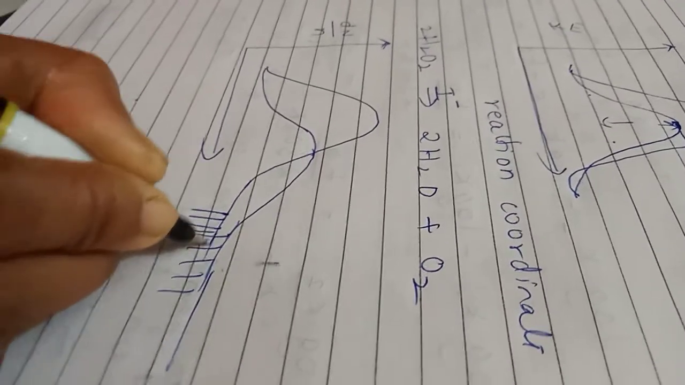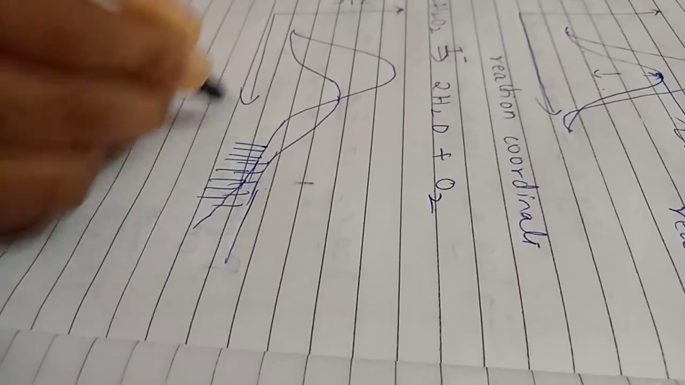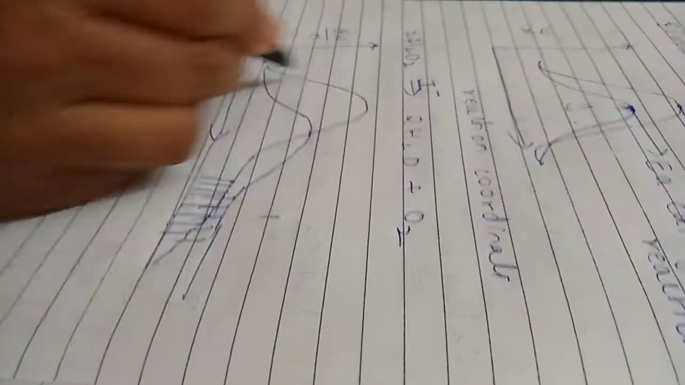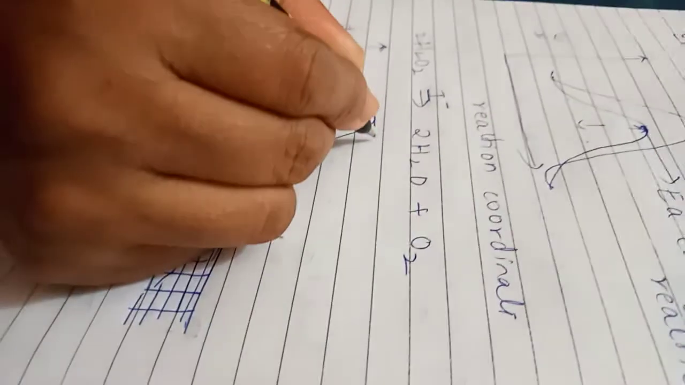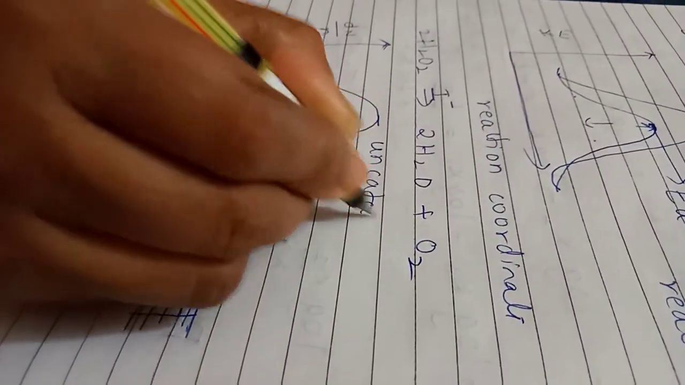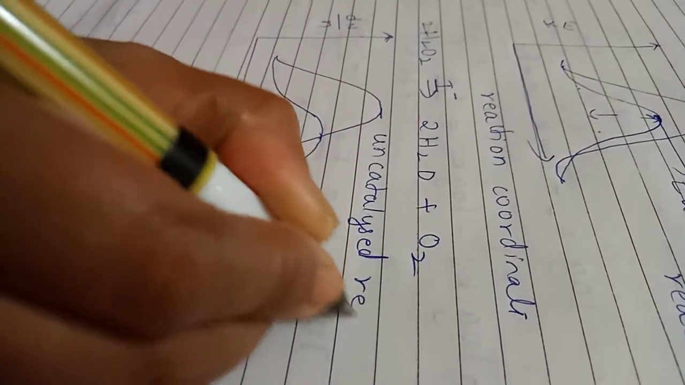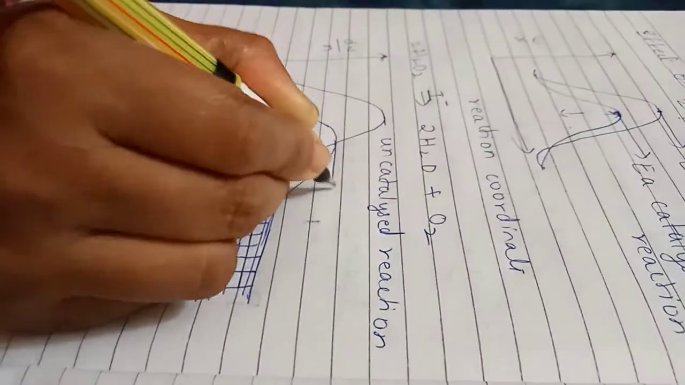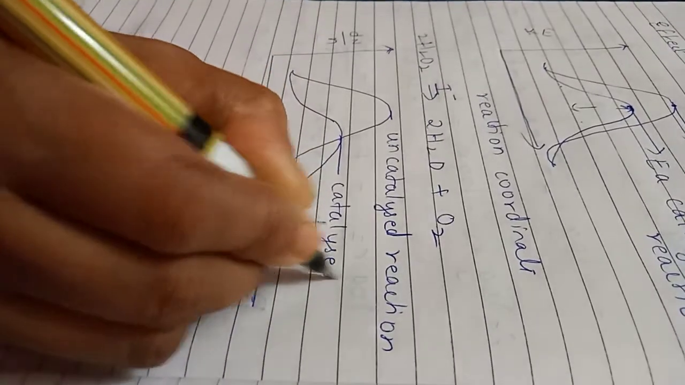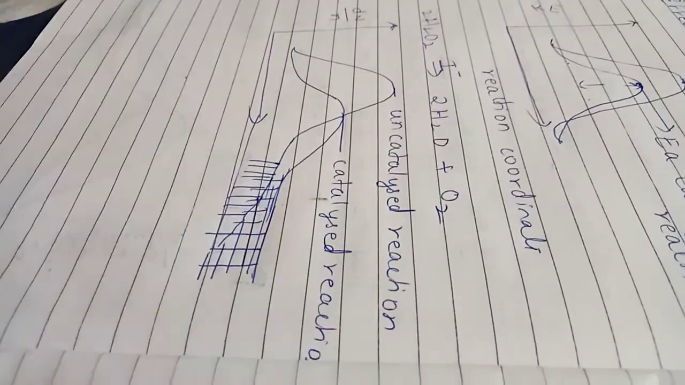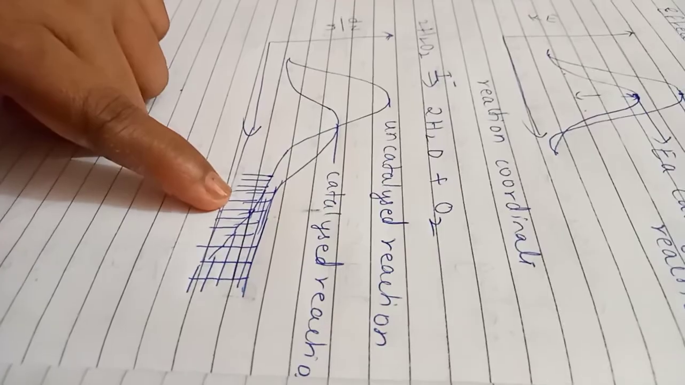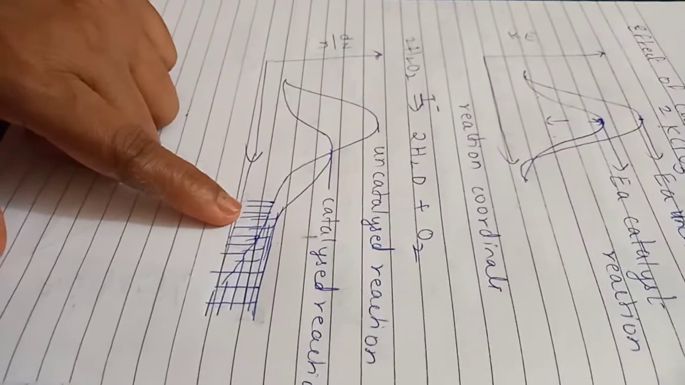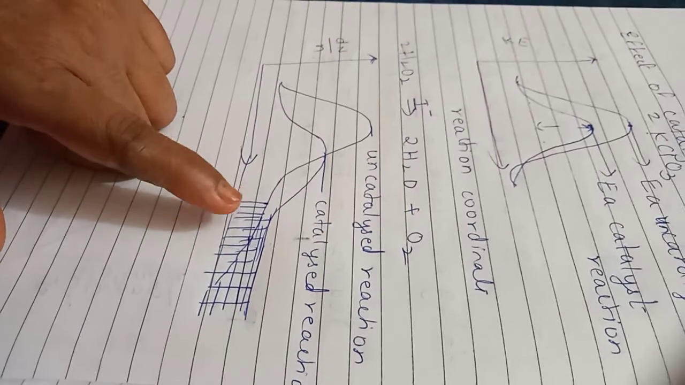Look at this graph and this graph. This fraction is less because the activation energy is higher, and this fraction is more. This is an uncatalyzed reaction, and this is the catalyzed reaction. Are you okay? So in the uncatalyzed reaction, the number of reactant molecules getting converted into products is lesser.